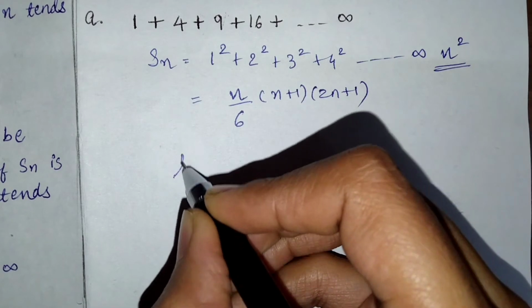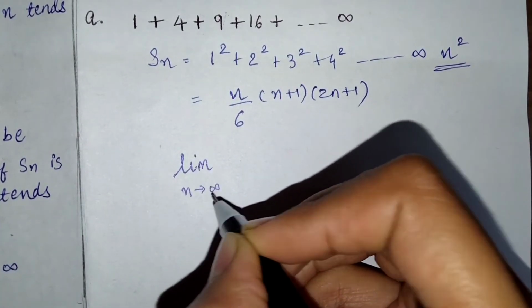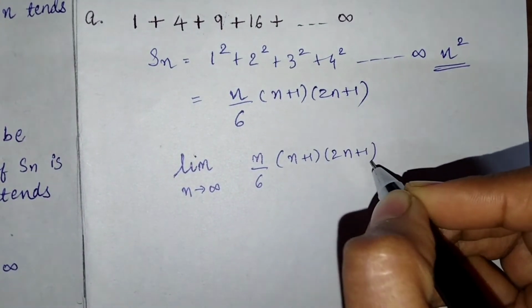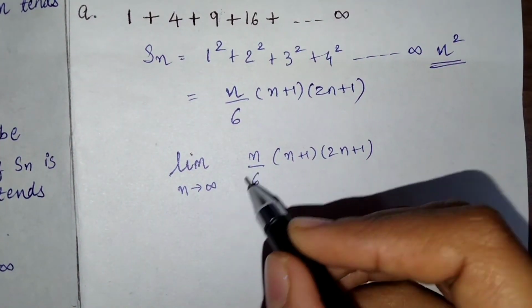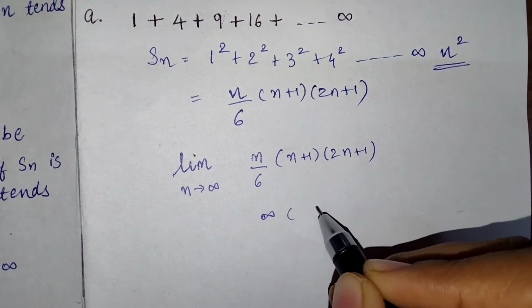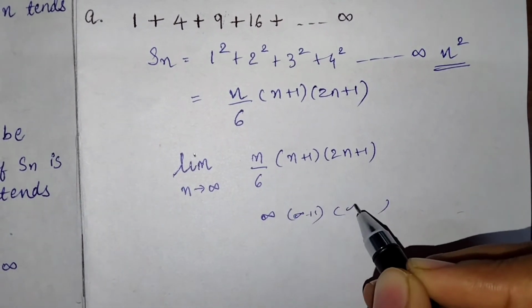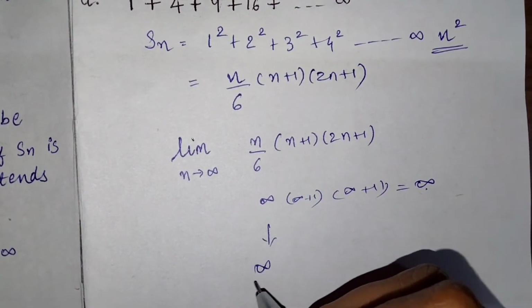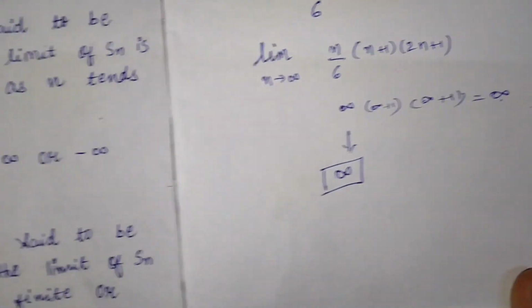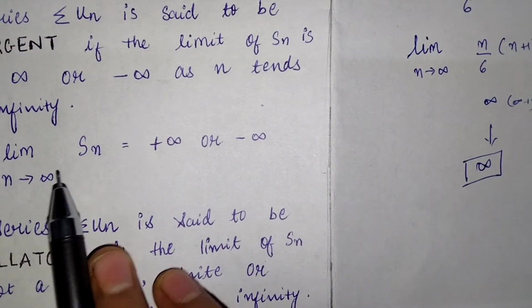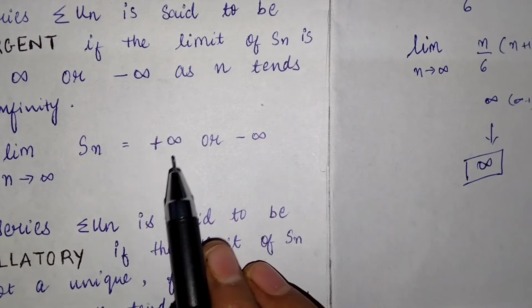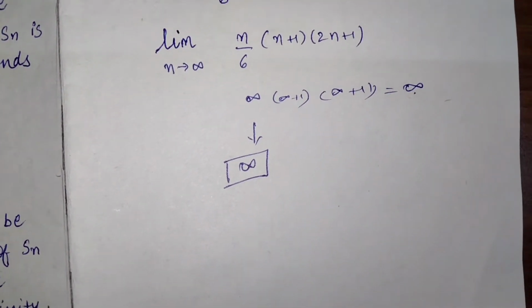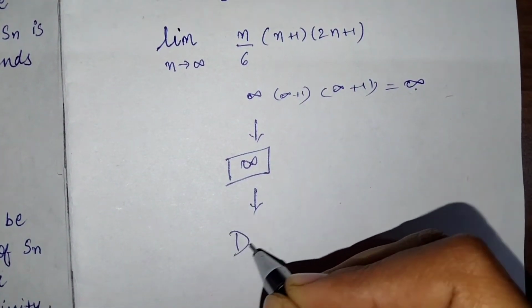Now if we put limit n tends to infinity in this term, n by 6 into (n + 1) into (2n + 1), and substitute here, then infinity into infinity plus 1 is always infinity. So we got the answer of this question as infinity. If we put the limit and the answer of the series is infinite or minus infinite, then the series is divergent. So after putting the limit, as we got infinite, the answer of this question is divergent.